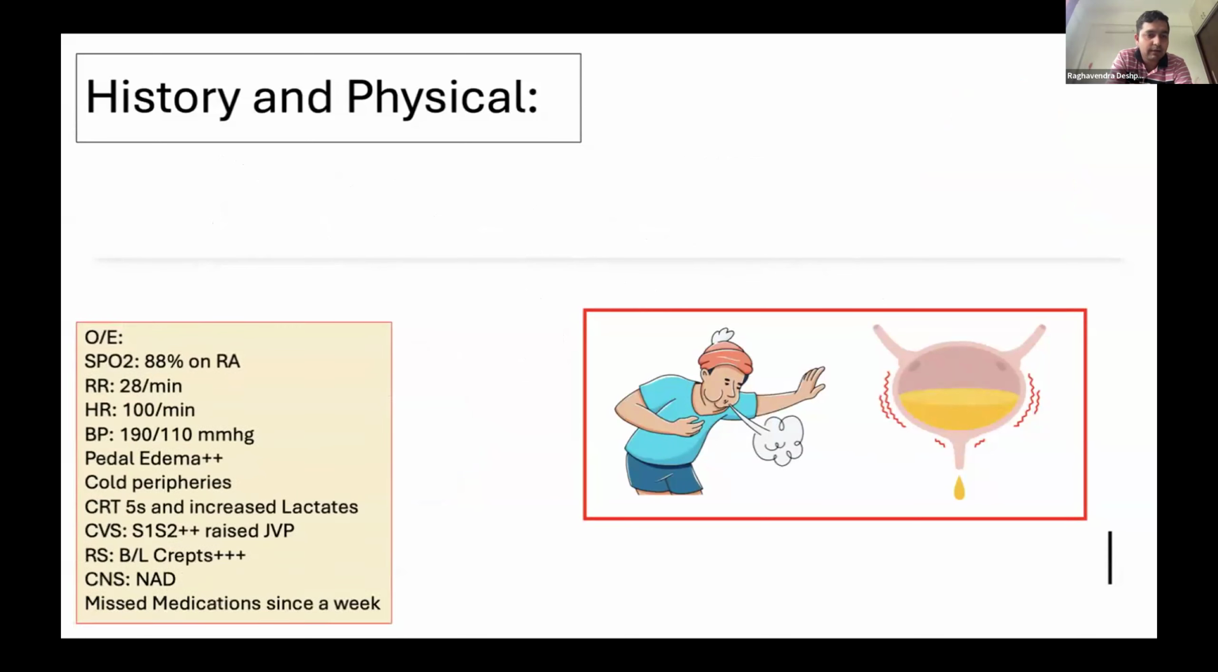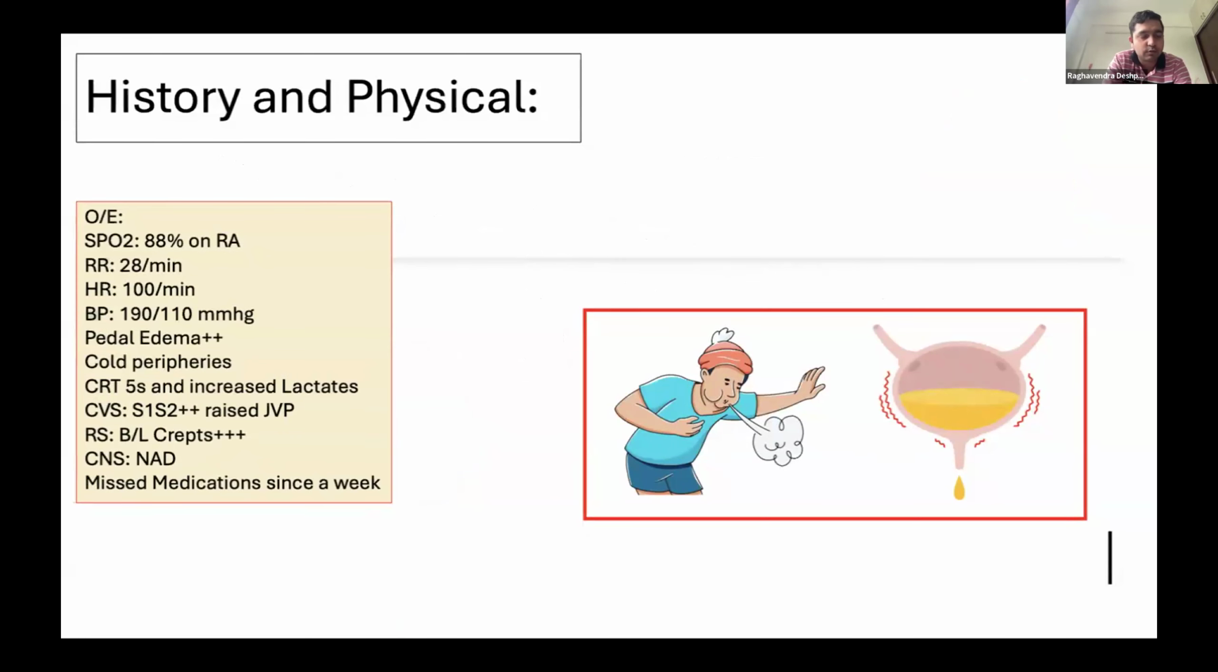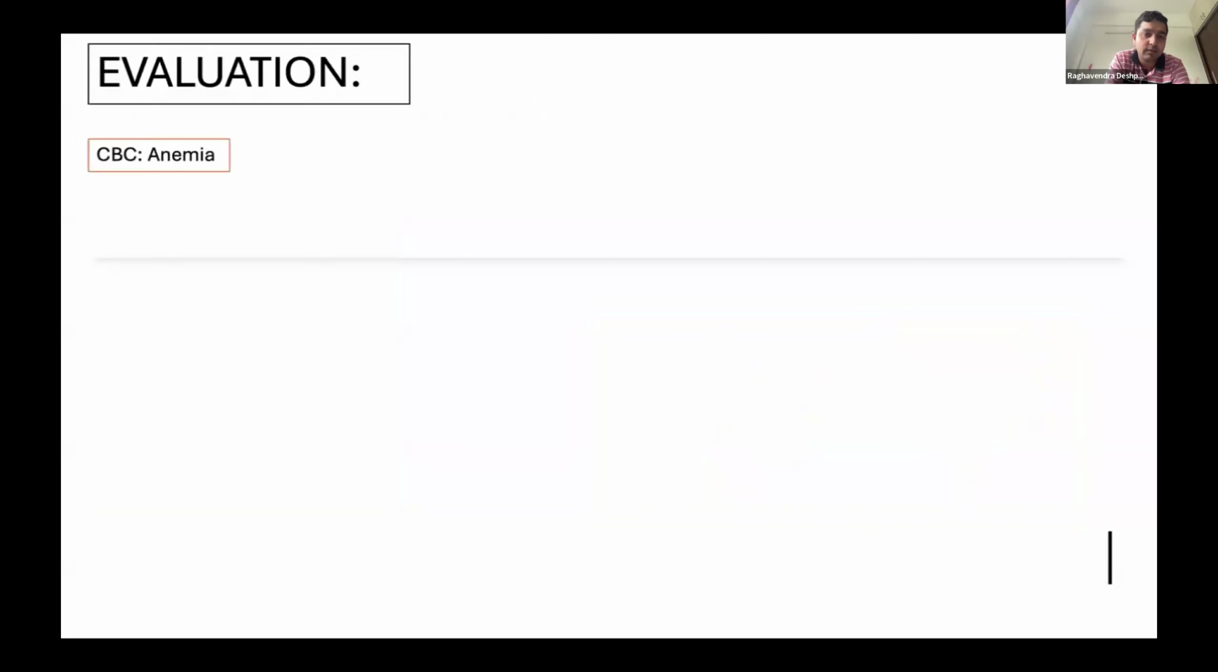On further examination, the person is noted to have hypoxia on room air, tachypnea, mild tachycardia, elevated blood pressure, bilateral pedal edema. There is elevation of lactate. Lactate is a marker that tells us about tissue hypoperfusion, that is, the tissues are getting fewer nutrients, and bilateral crepitations are heard. Most importantly, on further digging into the history, we get to know that the person might have missed hypertensive medications for a week.